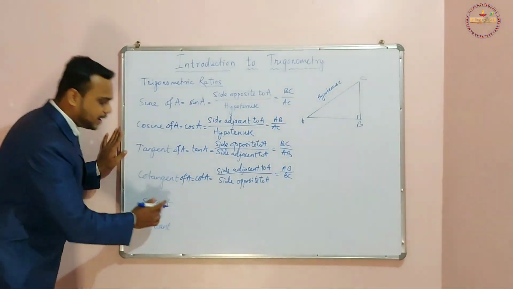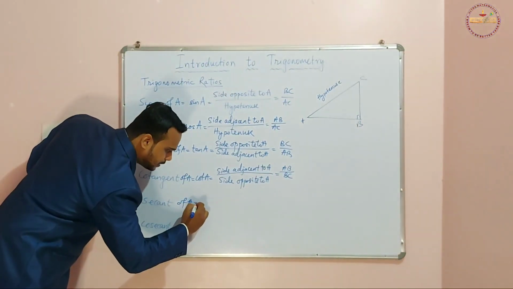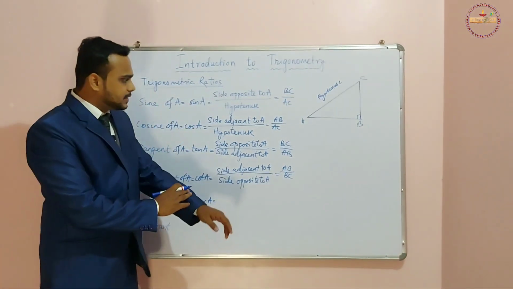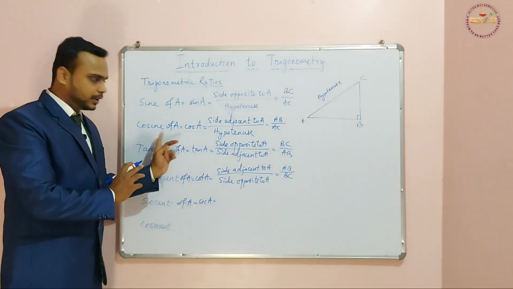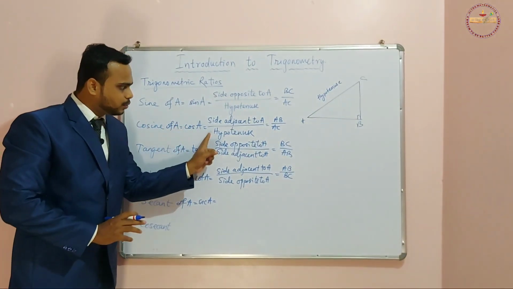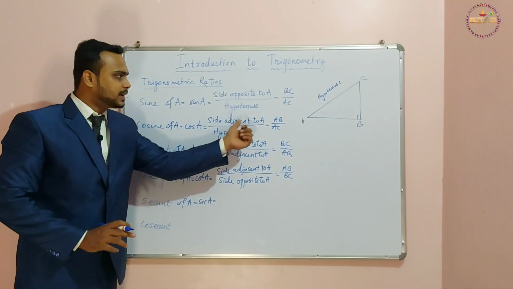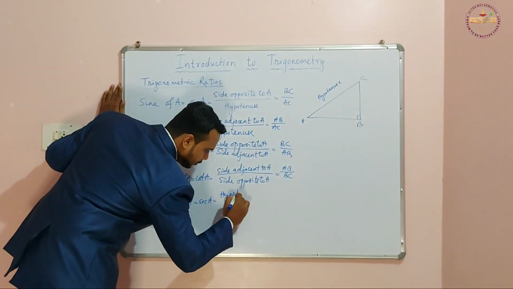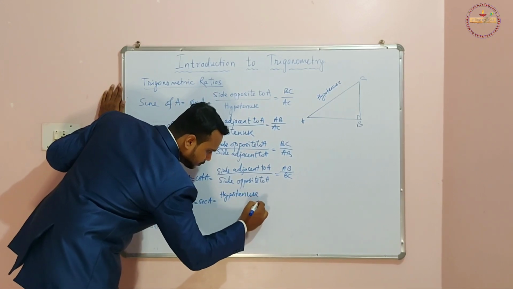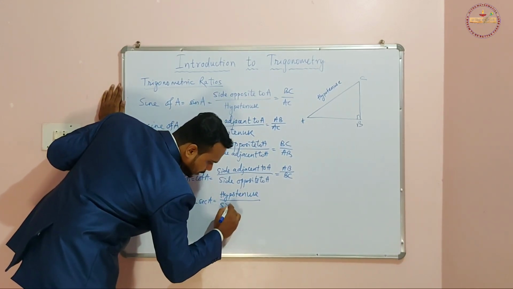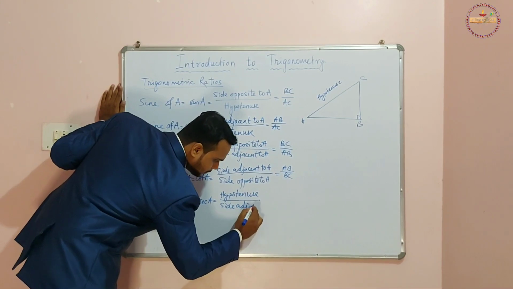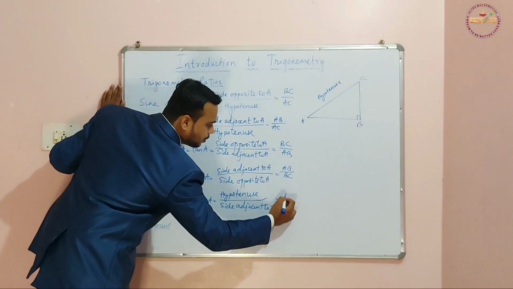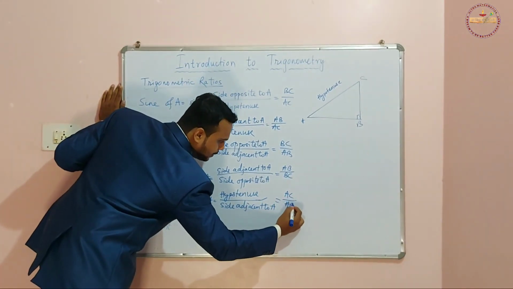Clear? Now secant of A is written as sec A. So what is sec A? Sec A is the reciprocal of cosine of A, or cos A. So sec A is equal to hypotenuse divided by side adjacent to A, or this is equal to AC divided by AB.